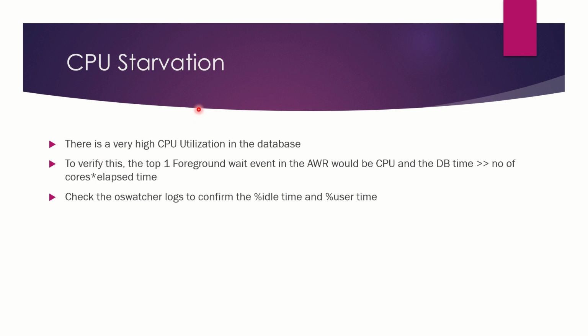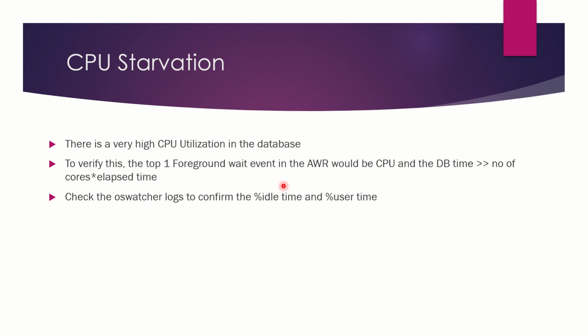Now, in order to verify this, the first thing you can check is always the top one foreground wait event in the AWR report. If it shows CPU, and also if your DB time is much greater than the number of cores times the elapsed time, it means that your entire database is consuming very high CPU resources.